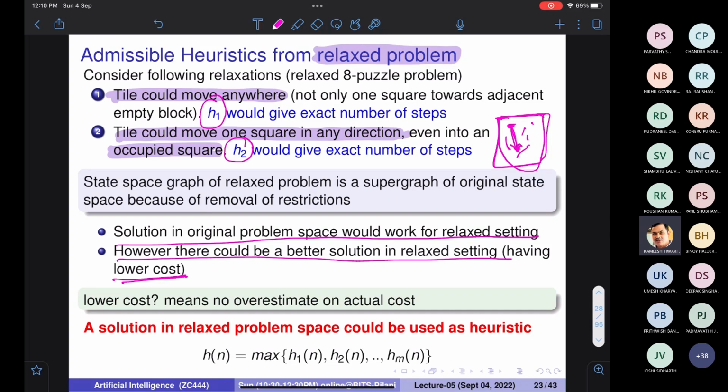Once again, what I'm going to tell is that if you have an original problem, on this problem you define multiple relaxed problems. With the relaxed problem, find out the solution, because finding the solution on the relaxed problem setting is easy. You find out what the value is, and this value is going to give you your heuristic function. Multiple heuristic functions you can use. You can combine them by taking the max of those values. All these things are possible. So I told you one way to make the heuristic function. What is that way? That you relax the problem.